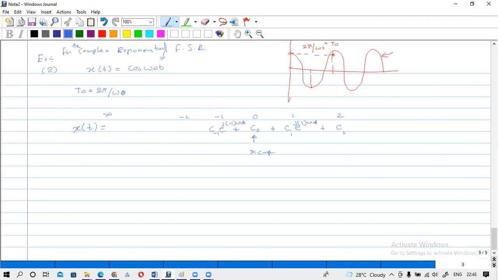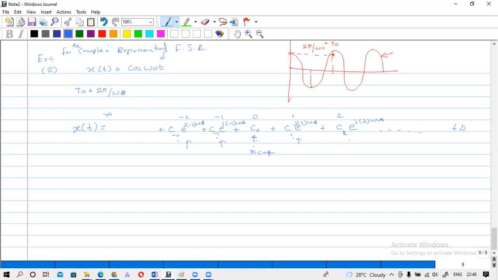And if k is equal to 2, you will have e to the power j2 omega naught t, and here you will have c minus 2 e to the power j minus 2 omega naught t. So you will get this kind of series. This is the zeroth harmonic, this one the first harmonic, this one and this one the second harmonic, and so on, up to infinity and up to minus infinity.